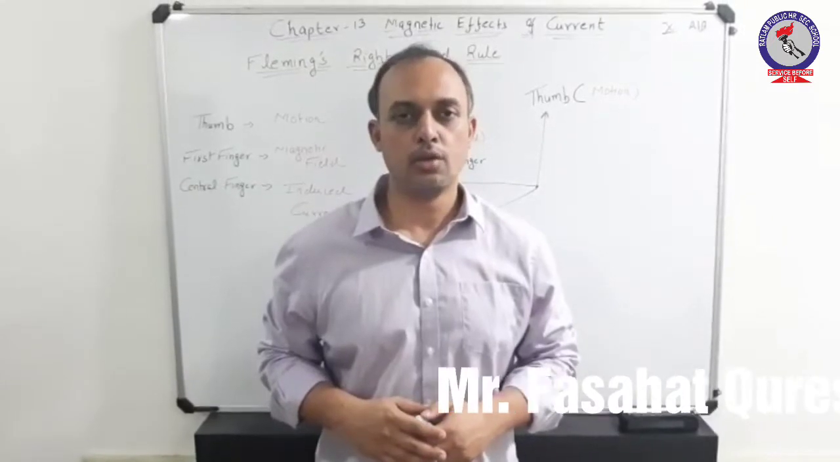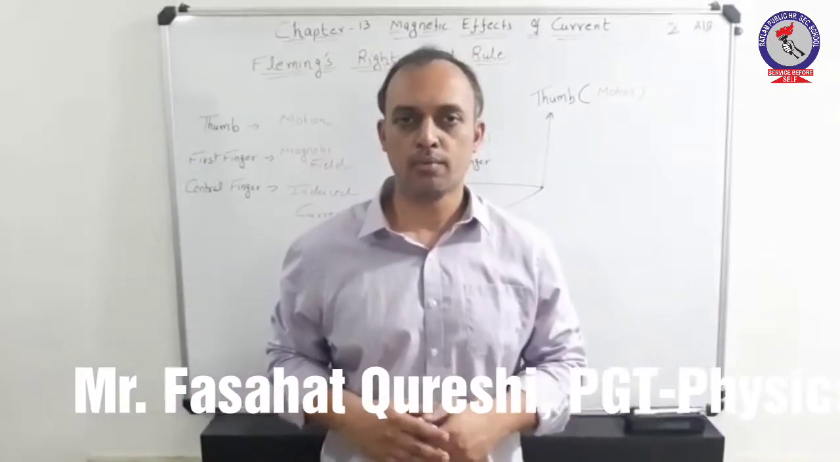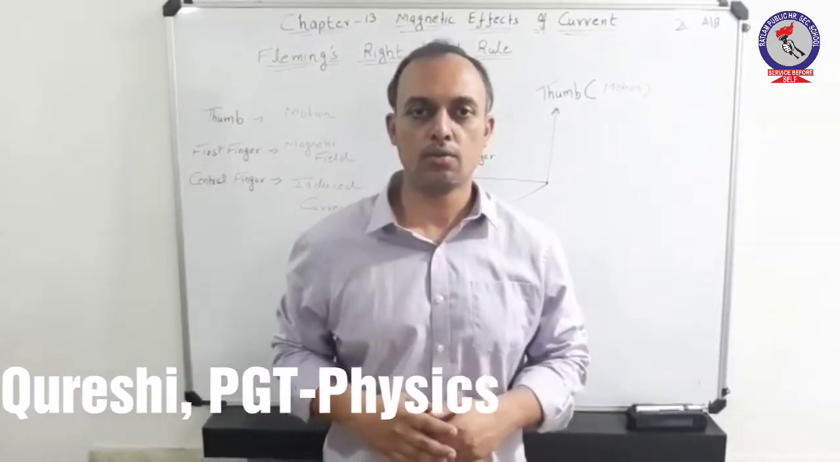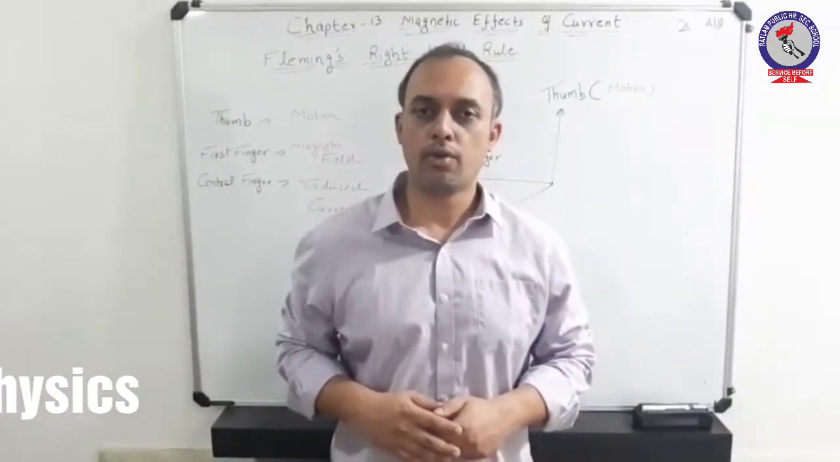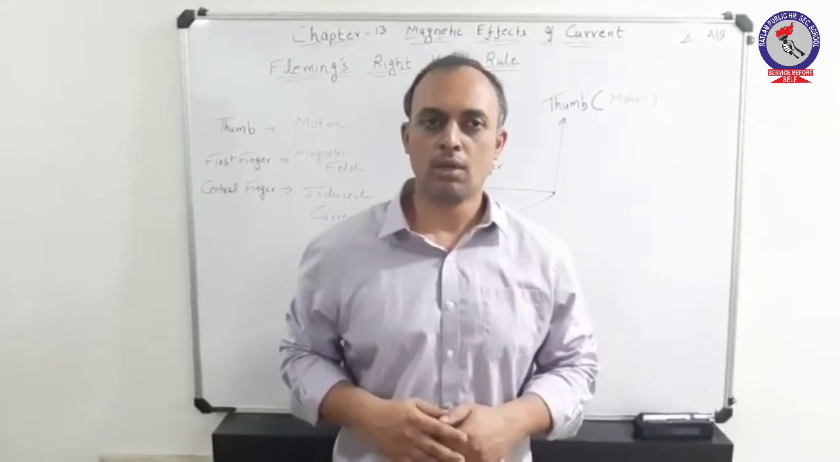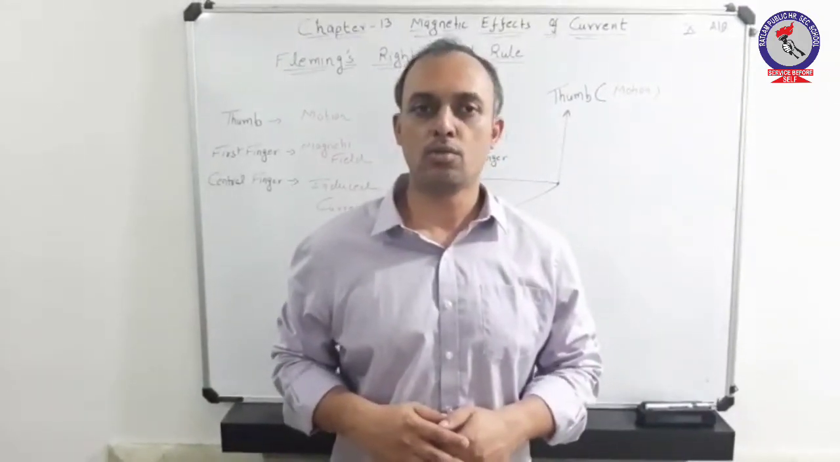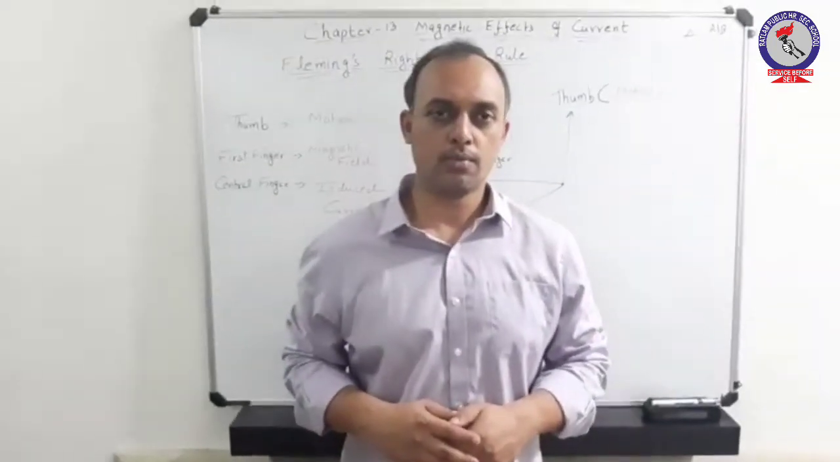In this section of my video, we will be going through the concept of Fleming's right hand rule, which is a topic of magnetic effects of current, chapter number 13 for class 10th. This rule is very important, as with the help of this rule we can calculate the direction of induced current in any conductor.